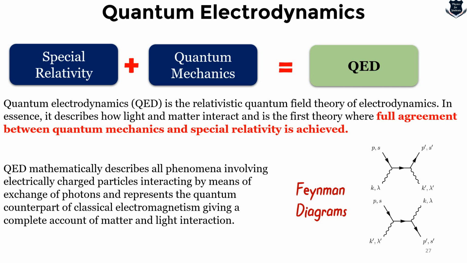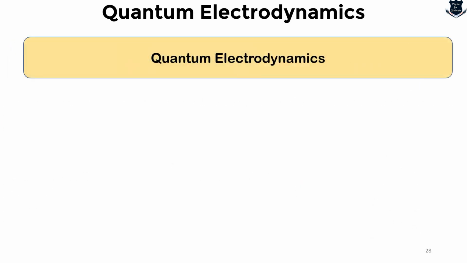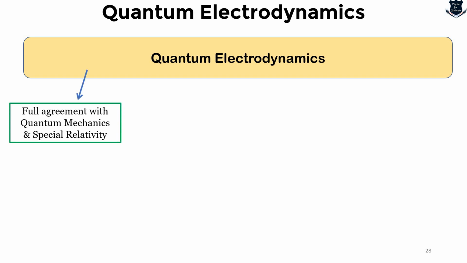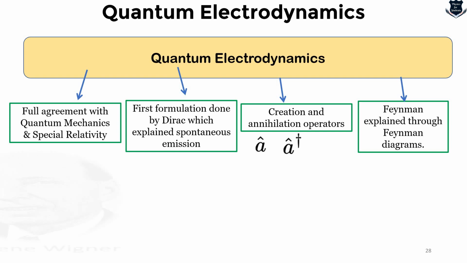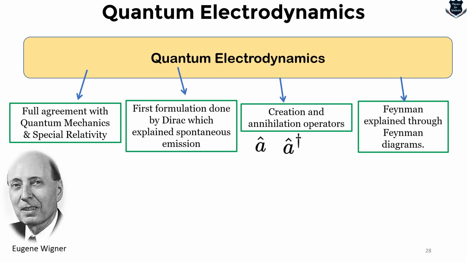So this was quantum electrodynamics, a marriage between special relativity and quantum mechanics. This is in full agreement with quantum mechanics and special relativity. The formulation was done by the famous English physicist Paul Dirac. Creation and annihilation operators, as you can see on the screen, come with a hat and a dagger sign, and it is explained very well through Feynman diagrams.